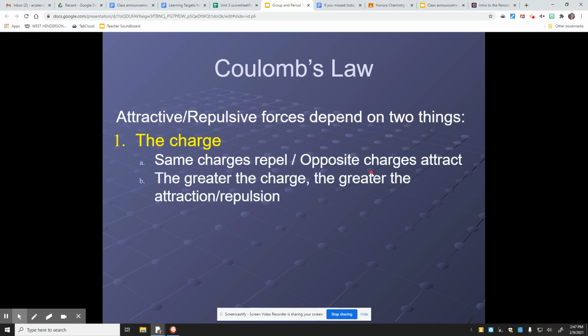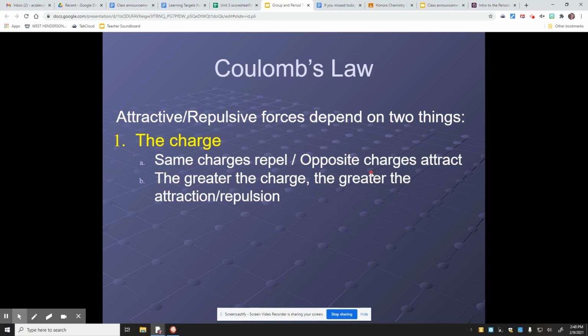And it's not just what the charge is, but how big the charge is. The greater the charge, the greater the force of attraction or repulsion. If I have a positive nucleus attracted to a negative electron, I have a certain sort of attraction. But if I have a lot of positives attracted to a lot of negatives, the magnitude of the charge is larger, and there's going to be more attraction between those pieces.